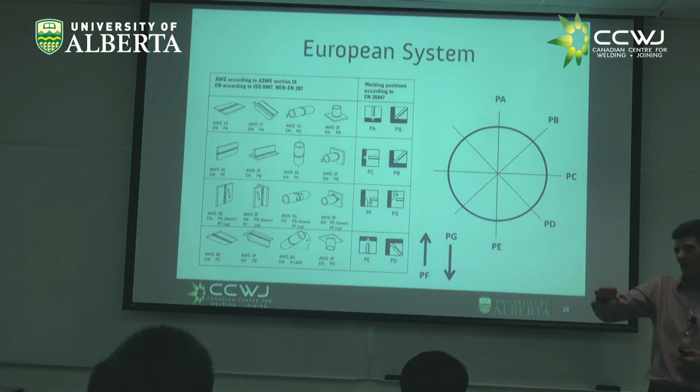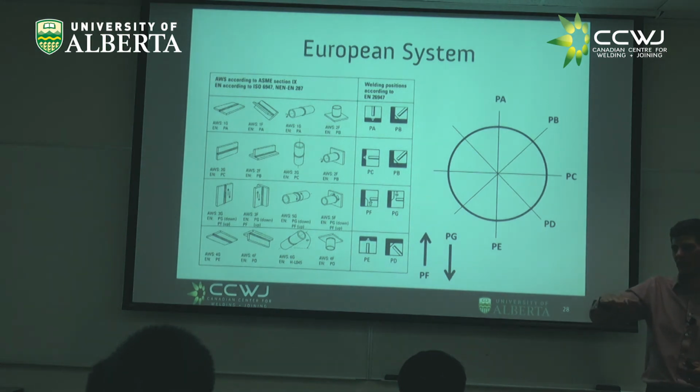What we call position 1 here is called PA. Now what we call position 2, right? They have something intermediate. They have position B at 45 degrees, position C, PC at 90 degrees, right? And you go like this.